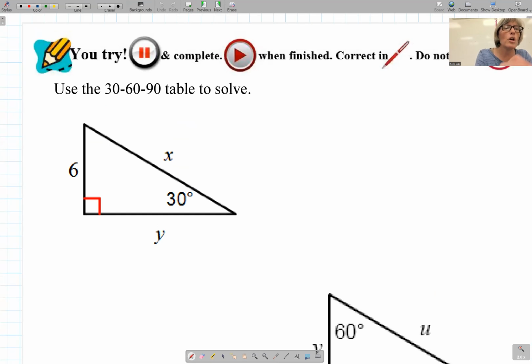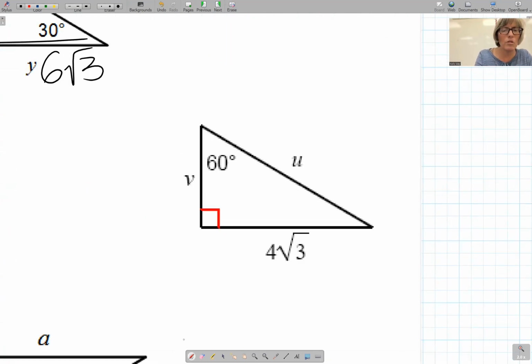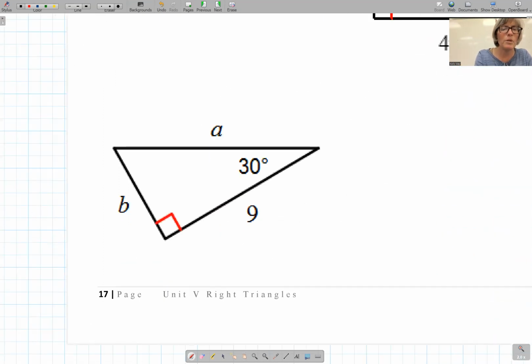All righty. So right here, this y is 6 root 3 and x is 12. Down here, the v is going to be just 4 and the u is 8. Down here, the b is going to be 3 root 3 and the a is going to be 6 root 3.